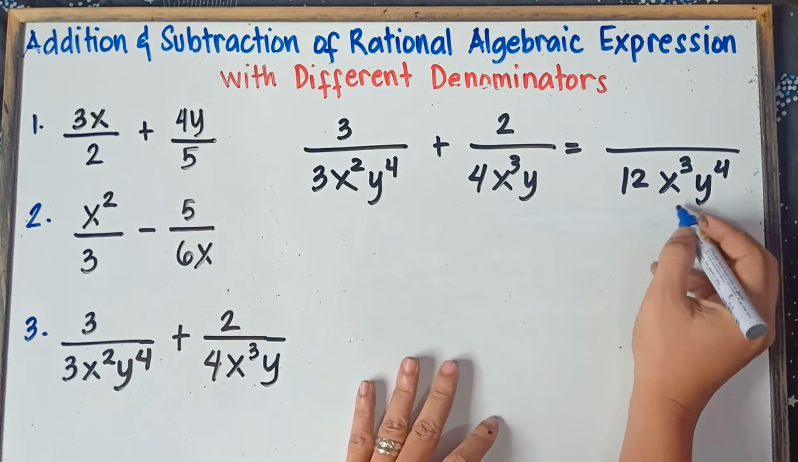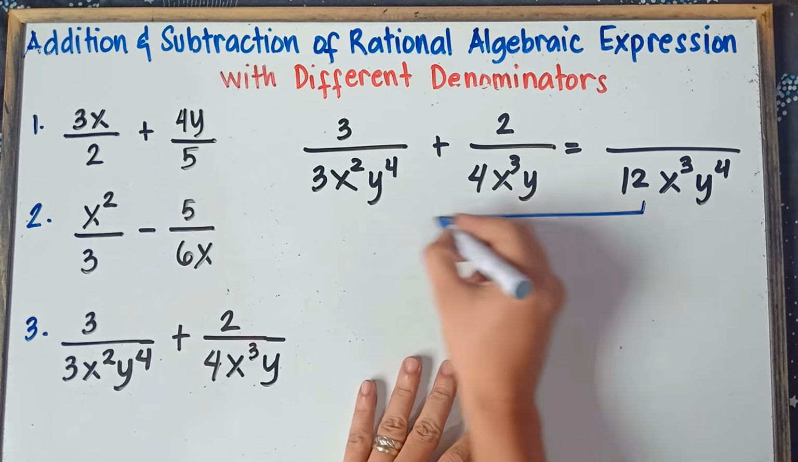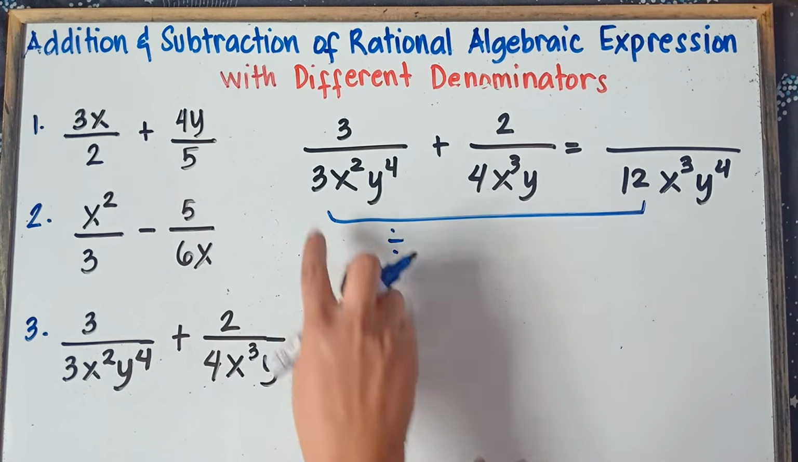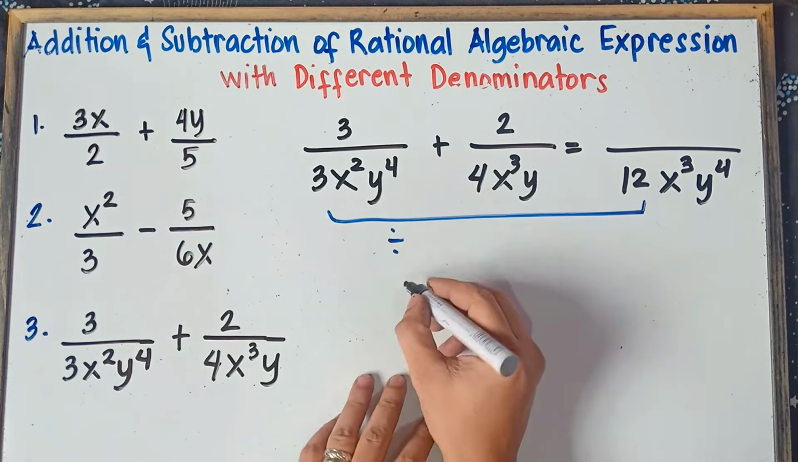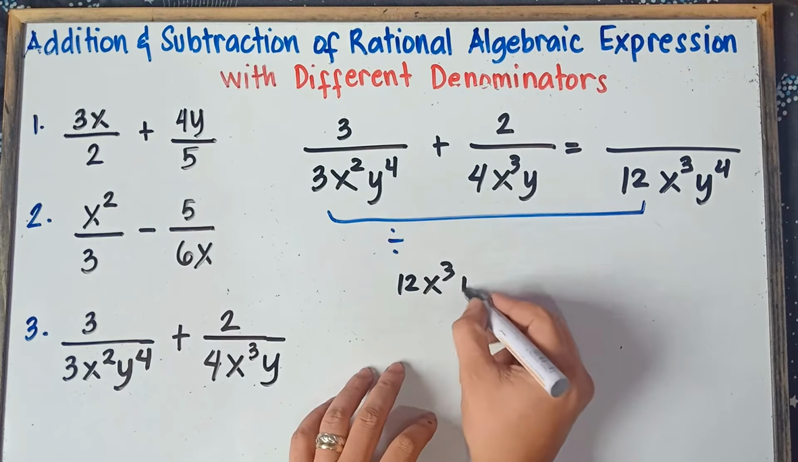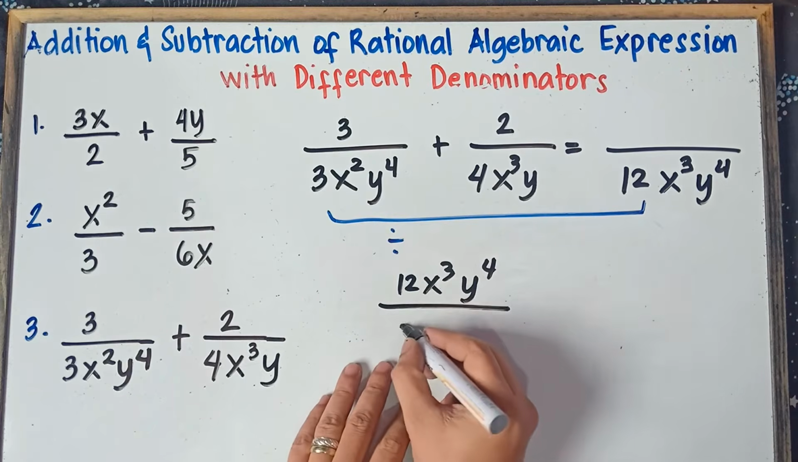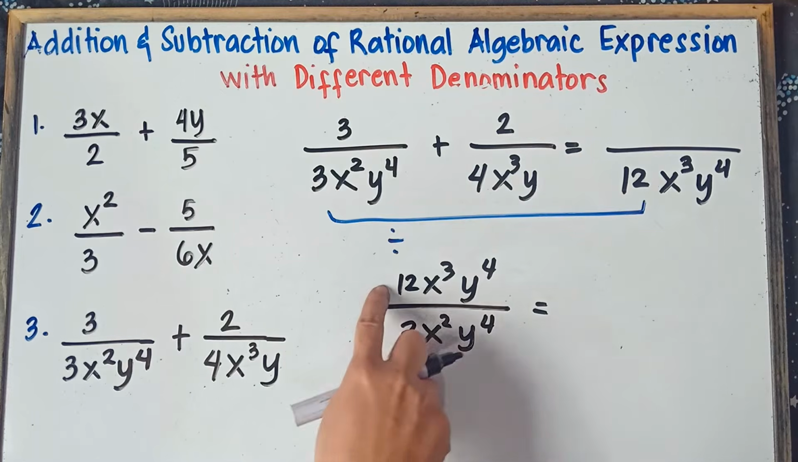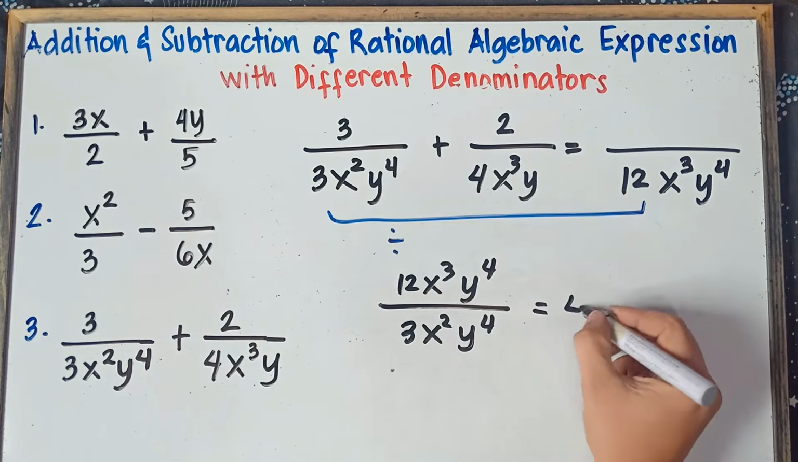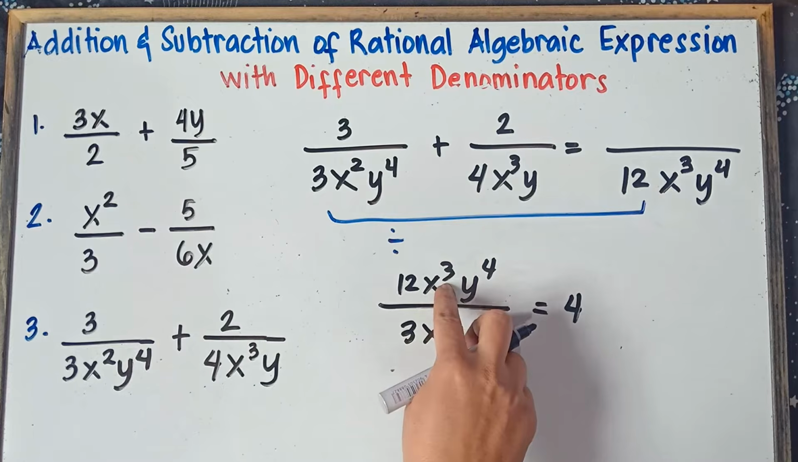So this will be 12x cubed y raised to the power of 4, divided by 3x squared y raised to the power of 4. Alright, so 12 divided by 3, that would be 4. And then x cubed divided by x squared.